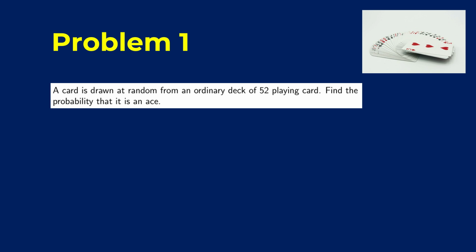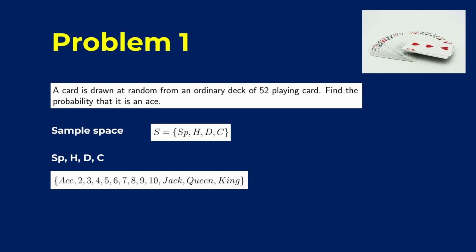The first problem states that a card is drawn at random from an ordinary deck of 52 playing cards, and we are interested in finding the probability that the drawn card is an ace. Let's first define our sample space. In this case, it is made of spades, hearts, diamonds, and clubs, where each of spades, hearts, diamonds, and clubs contain 13 cards from ace to king. So there are 52 cards in the sample space.